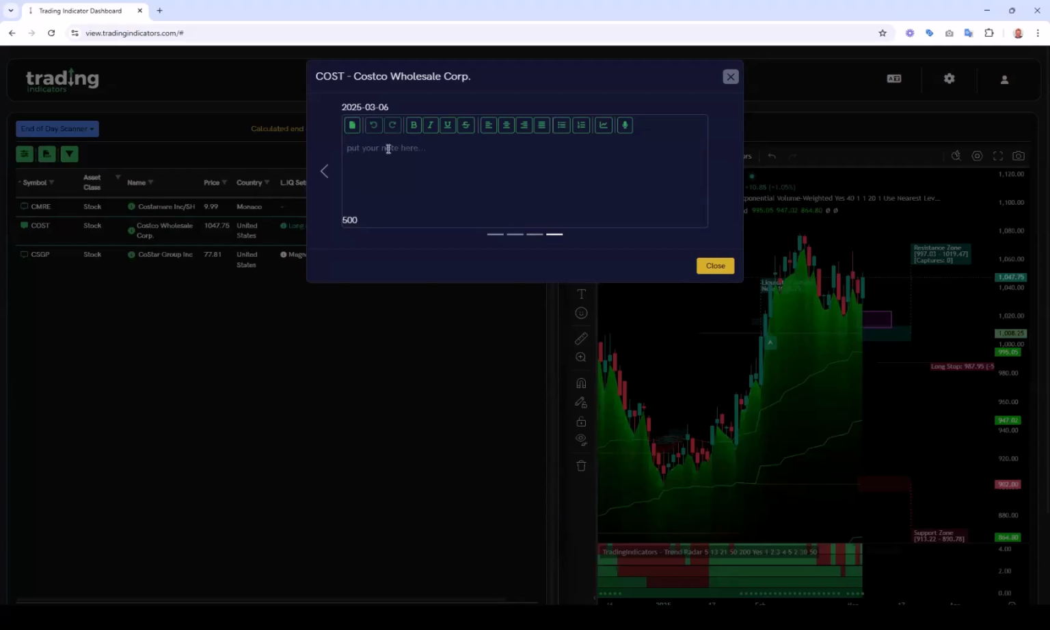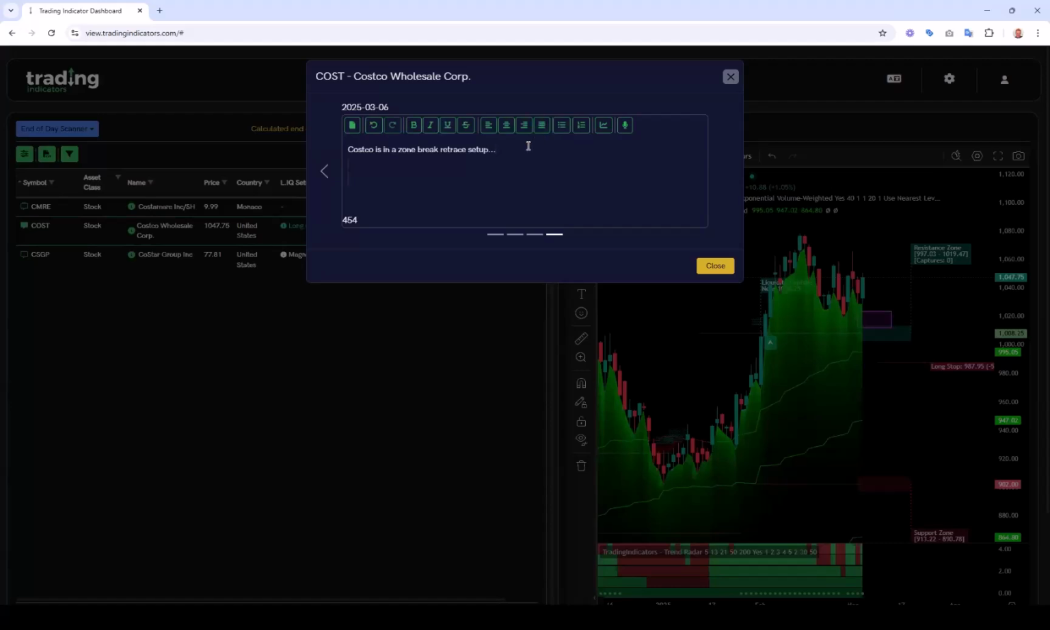And I could say, hey, Costco. There we go. One second. My keyboard is not cooperating. There we go. Okay. Costco is in a zone break retrace setup. You can write whatever you want. You can format your tags. You can do all these things.